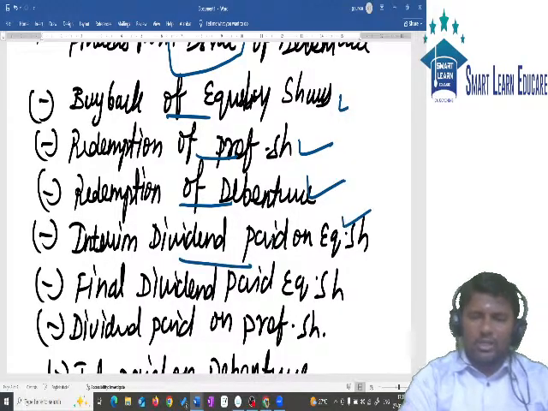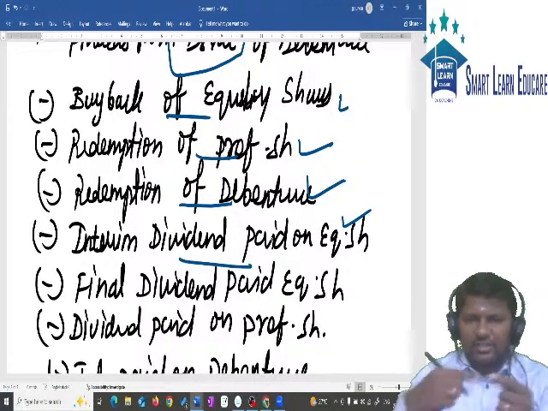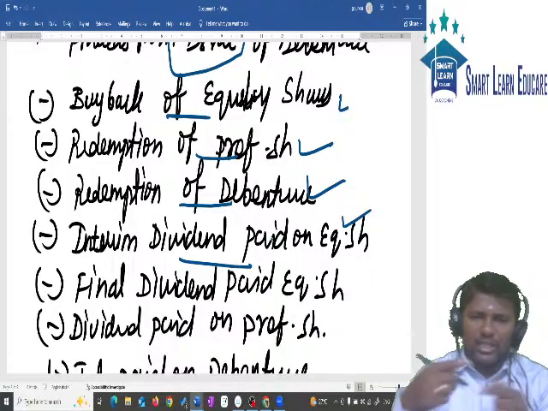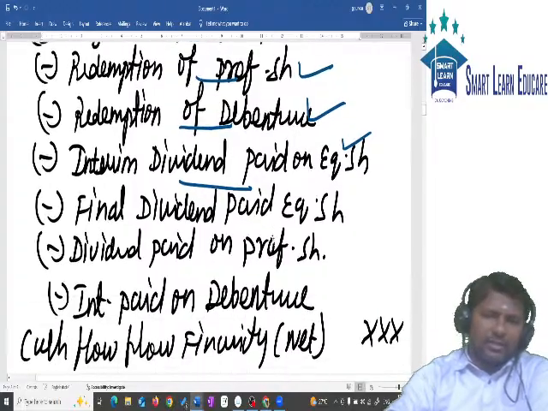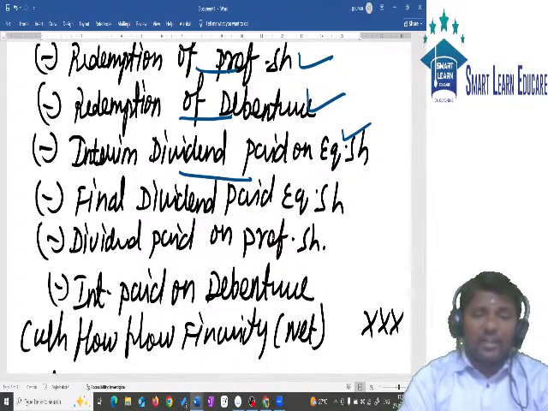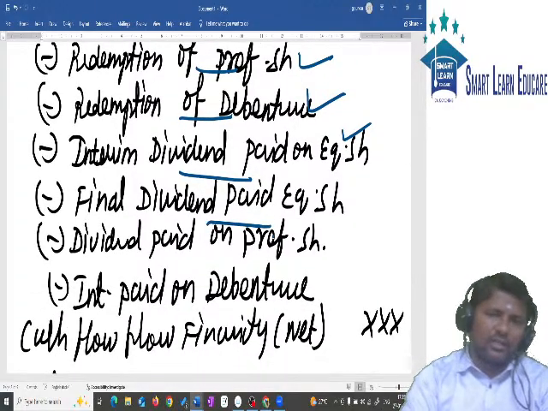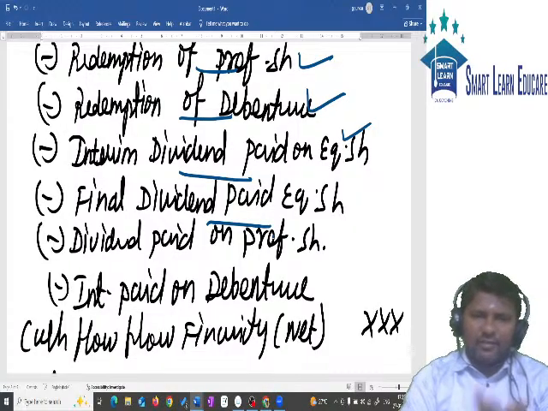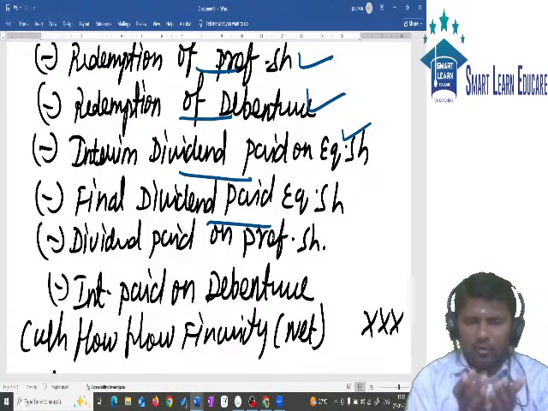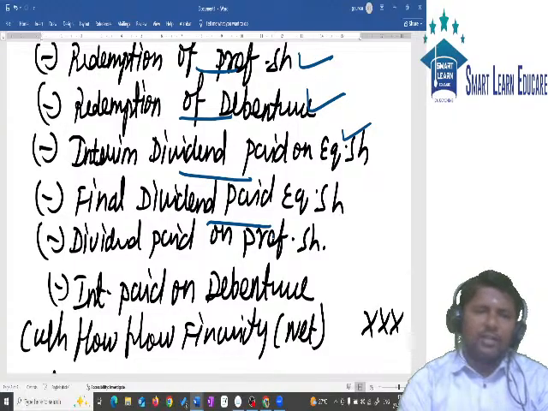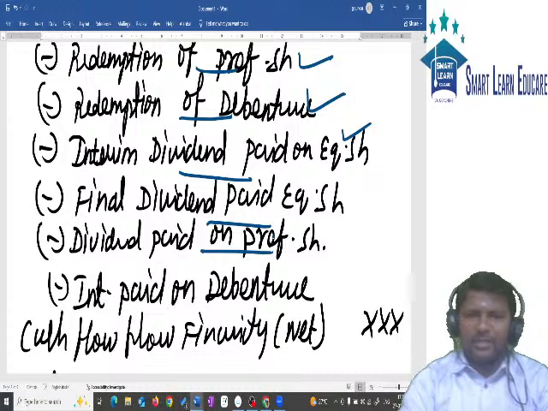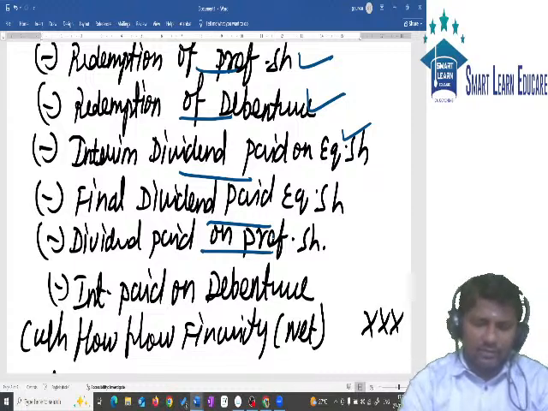And interim dividend paid on equity shares in between two financial years, in between two AGMs, if any dividend is paid, such dividend we call interim dividend, that should be subtracted. Final dividend paid also to be subtracted. What is the final dividend? Dividend will be proposed by the board of directors, and it will be approved by the shareholders, and the final dividend paid should be subtracted. Dividend paid on preference share should be subtracted.